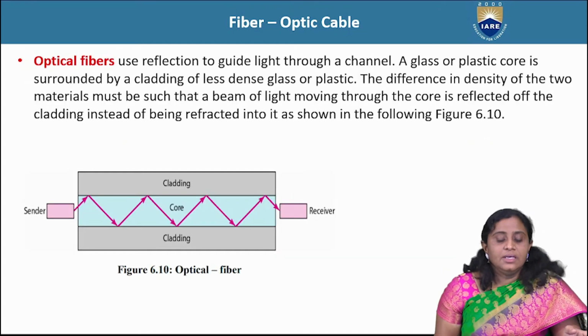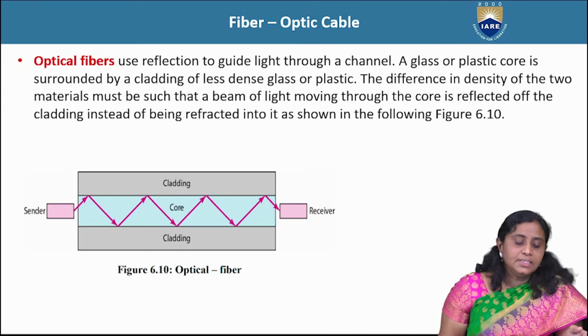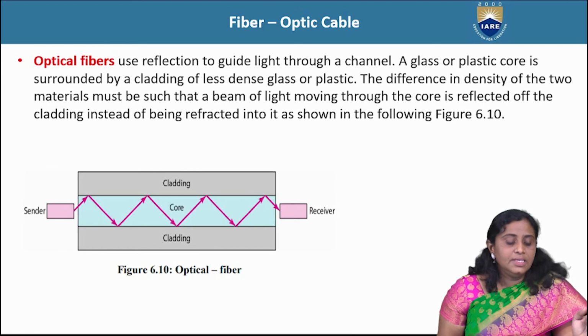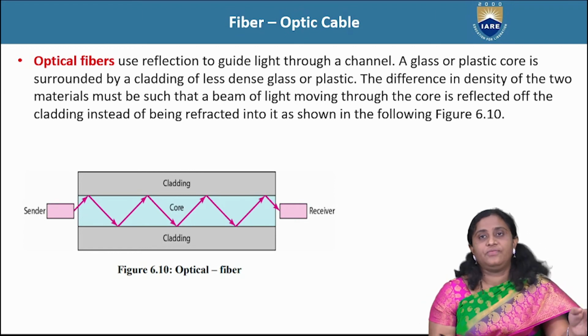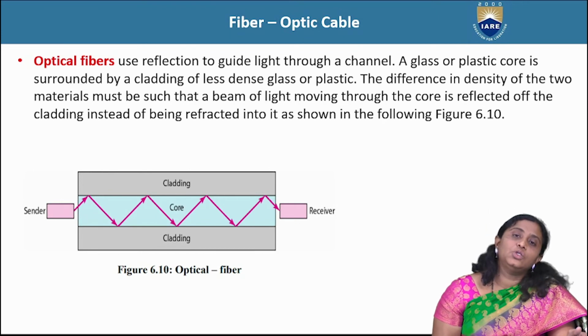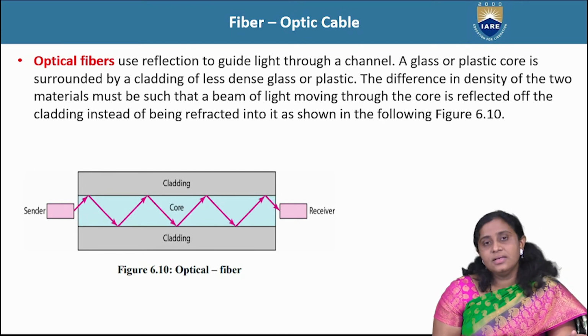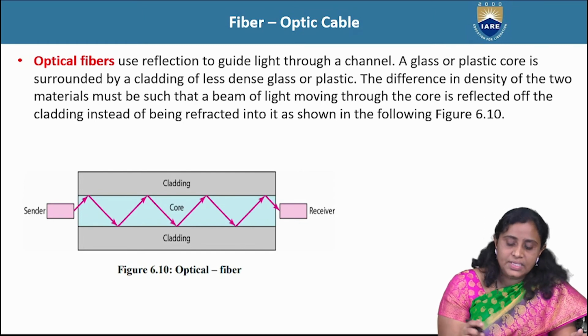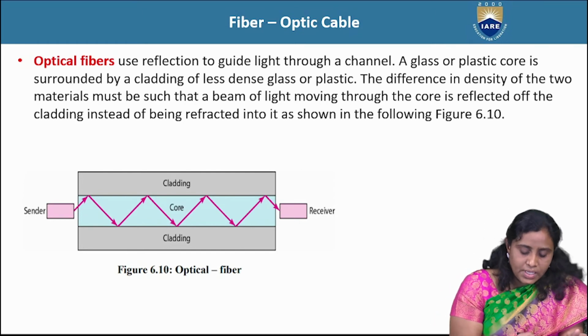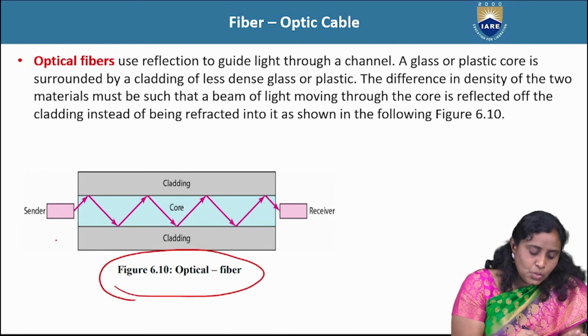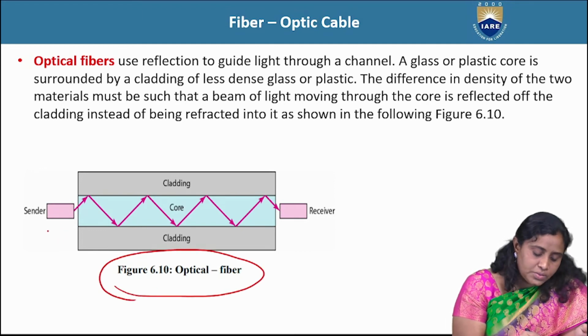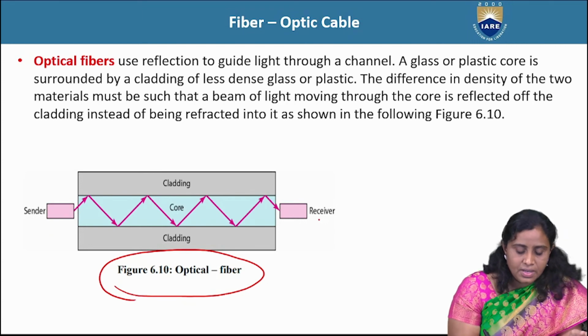And coming to fiber optic cables, as we call them nowadays, these types of fibers are vigorously used. Optical fibers use reflection to guide light through a channel. A glass or plastic core is surrounded by a cladding of less dense plastic. In the figure of the optical fiber, there is one source or sender and the receiver.